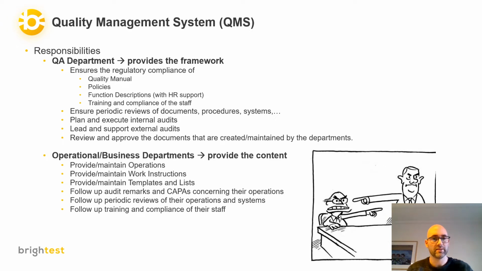The departments themselves, they provide the content, and must make sure that they implement the procedures correctly. So they provide and maintain their own operations and work instructions and templates, and follow up audit remarks and all kinds of information and directives that come from the QA department. They also follow up the periodic reviews of their systems and operations, and must make sure that the staff of the team of the department is properly trained and fully compliant with what's required for the regulatory compliance of the business.